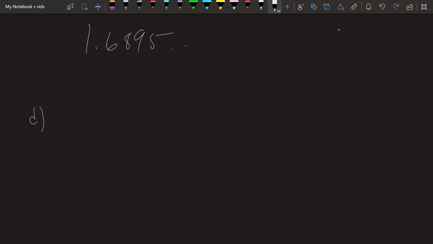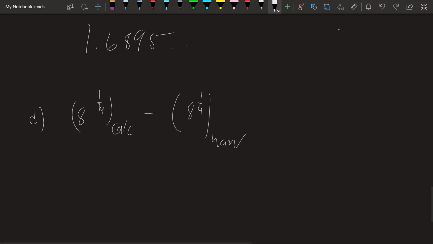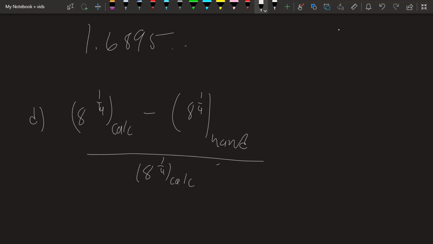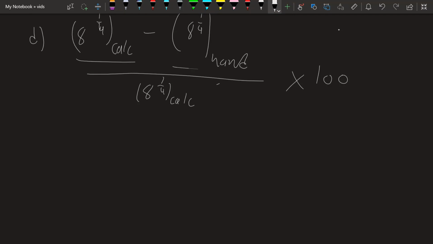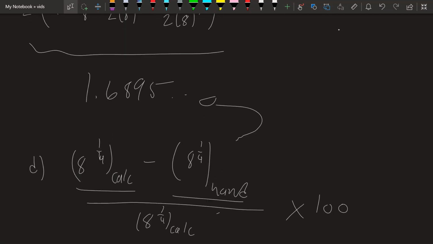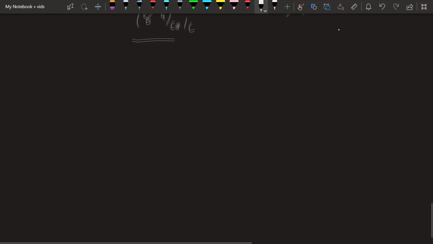They're telling you to find the percentage. Now how do we find the percentage? Well, we evaluate this using a calculator. We subtract when we evaluate it by hand. By hand just means using the binomial theorem. Over what we assume to be correct, which is just the calculator method, and to turn it into a percent, we multiply by 100. And that should be your answer. This is by calculator. This is what we evaluated, like over here. You just divide by the calculator method.